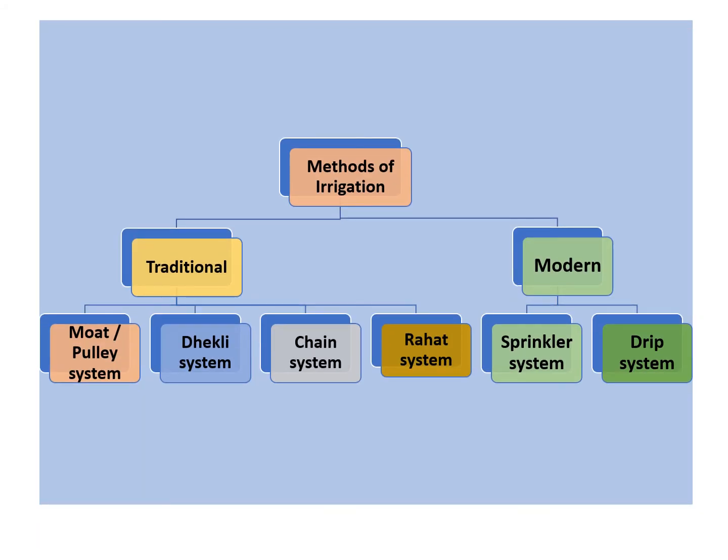So now we will understand the various methods of irrigation. There are basically two methods of irrigation: traditional methods and modern methods. Traditional methods consist of the moat or pulley system, Dekli system, chain system and Rahat system. And the modern methods include the sprinkler system and the drip system. So let's understand, students, about these various methods of irrigation. These are very interesting. Let's understand them.